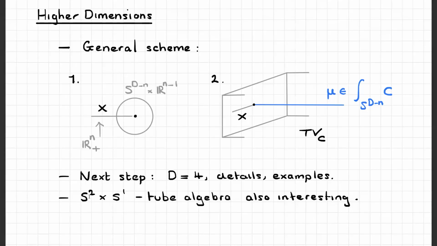But you can also do intermediate things that are fun. You don't need to look at spheres necessarily. You can study tube algebras attached to, say, S2 times S1 rather than S3. And that will capture the action on loops rather than lines. So you can do more interesting things that don't just involve spheres, but products of spheres and other things.